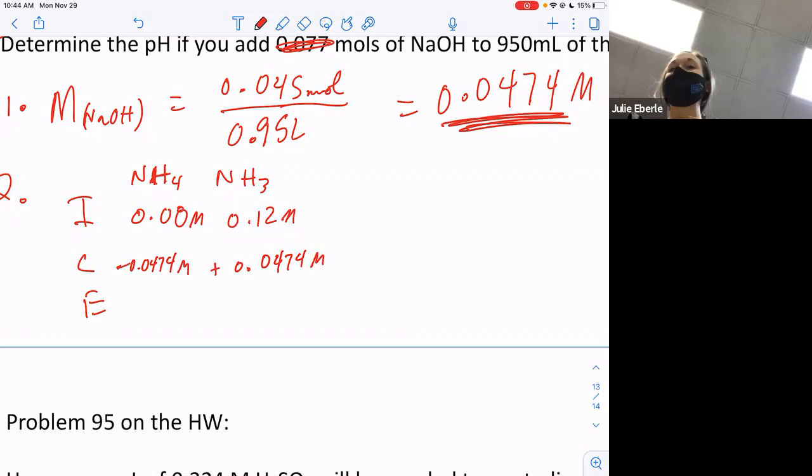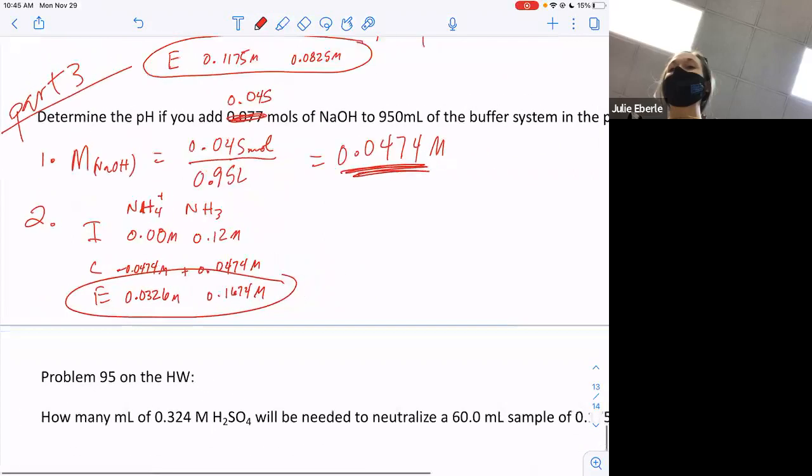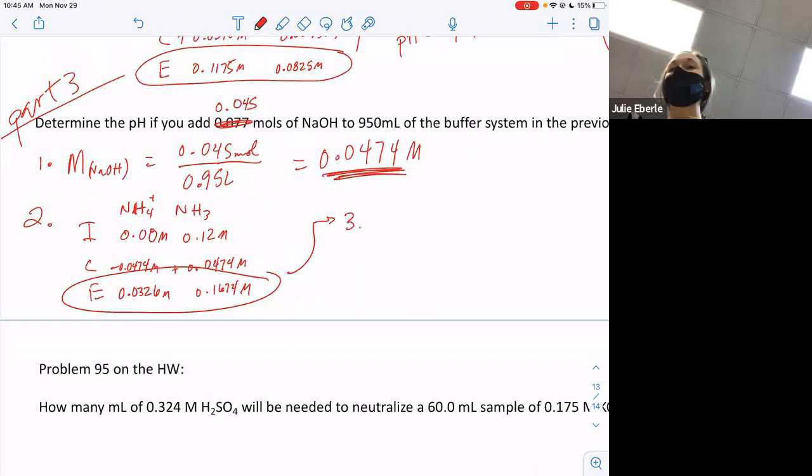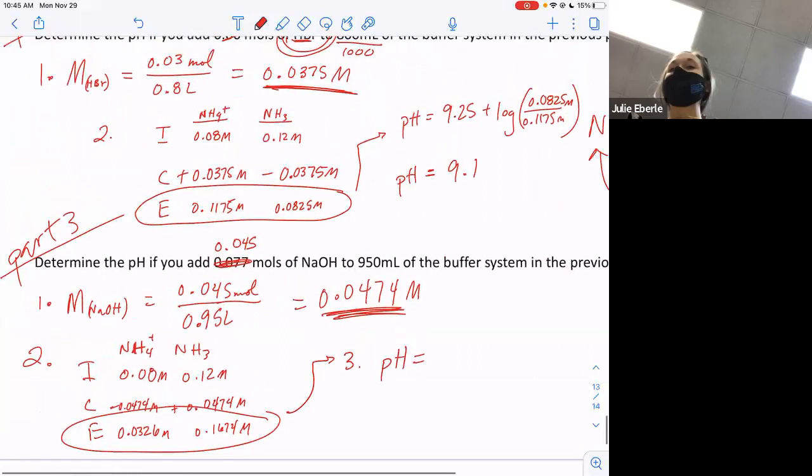Then you calculate your new equilibrium concentrations, 0.08 minus 0.0474. So I got 0.0326. That's my new concentration of my weak acid. And 0.12 plus 0.0474, I got 0.1674. Now I got my new equilibrium concentrations. This is the last step here. Plug into the Henderson-Hasselbalch equation, which says that pH equals pKa, same pKa as above, 9.25.